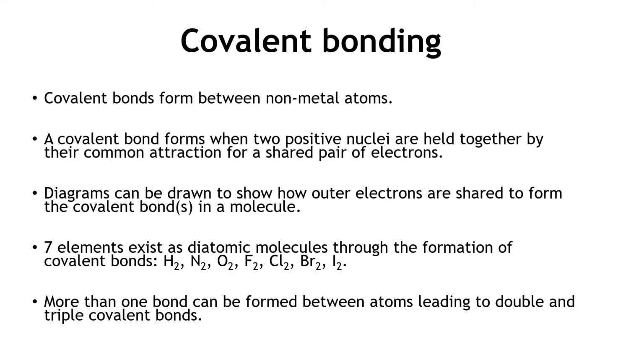This video is going to look at covalent bonding based on these outcomes from the SQA National 5 Chemistry course. We're going to look at what type of elements form covalent bonds, what a covalent bond is, and how you can draw diagrams to show how outer electrons are shared to form covalent bonds in a molecule. We'll look at diatomic molecules, and we'll also look at molecules that contain double and triple covalent bonds.